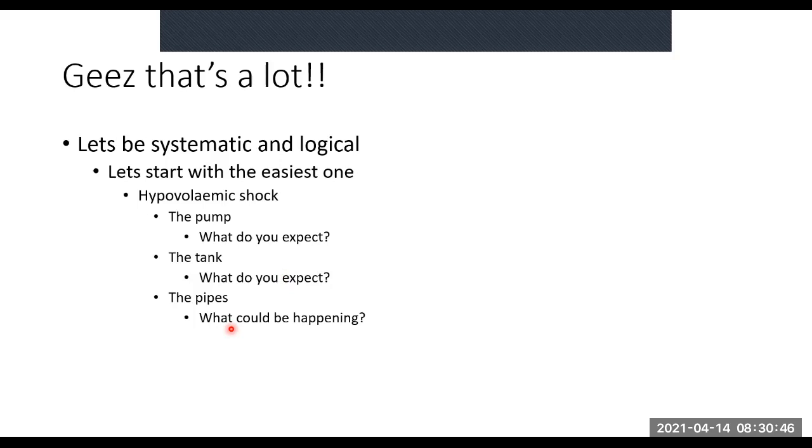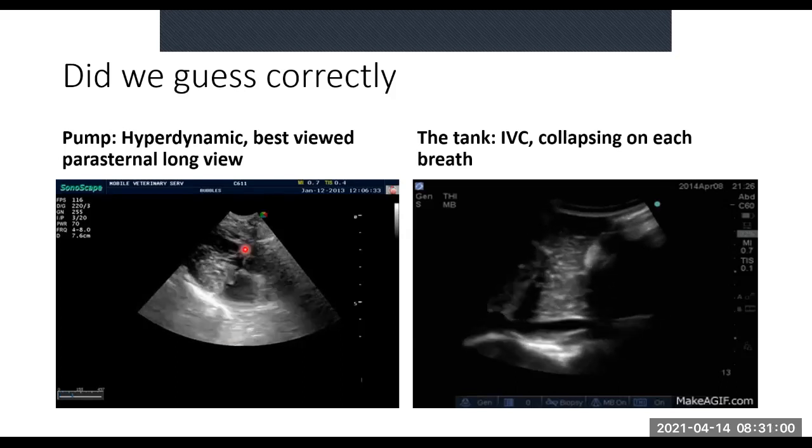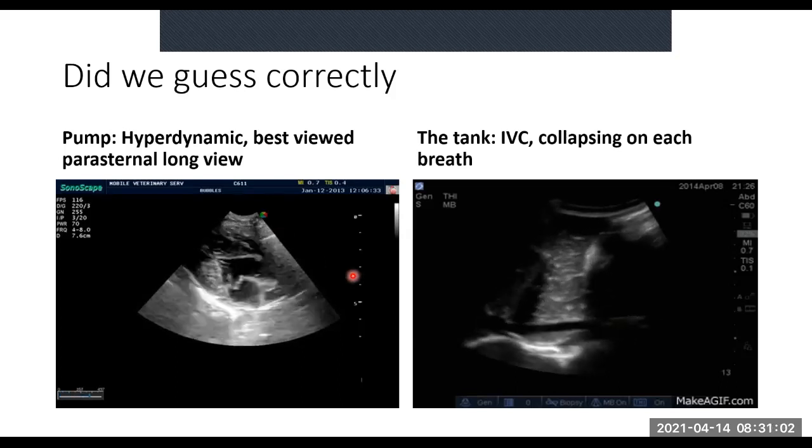So in other words, our ultrasound can try and take us in all those directions and tell us where we're actually losing our blood from, if we are losing blood. Okay, so let's have a look and see. Did we get it right or did we not get it right? Okay, so we expect to see a hyperdynamic heart. All right.